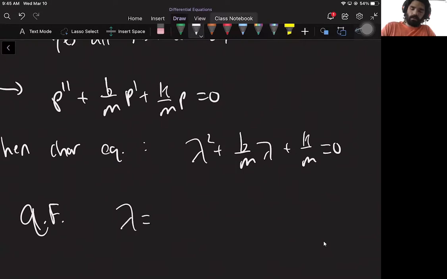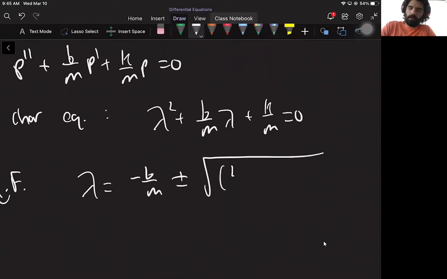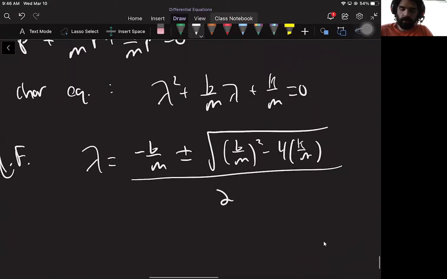So we're going to use the quadratic formula here. It'll be negative B over M plus or minus the square root of (B over M) squared minus 4 times 1 times K over M, all over 2. So let's just analyze what can happen here. One thing to notice is that right off the bat, this is going to be a negative number because B and M are always positive. So then you have a negative number.